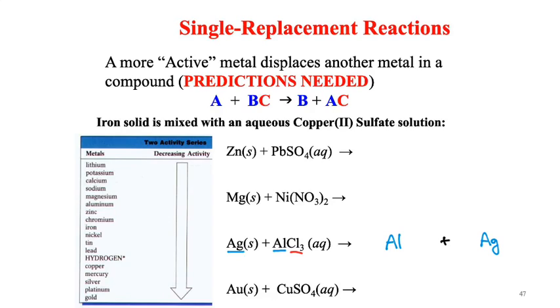The third one down does have a little bit of trick going on with it. So if we go through, I've underlined the metals and the nonmetals. So we'll exchange. Aluminum goes by itself. Silver should now be paired with the chloride. This is typically what I will see students write. Yep. No.